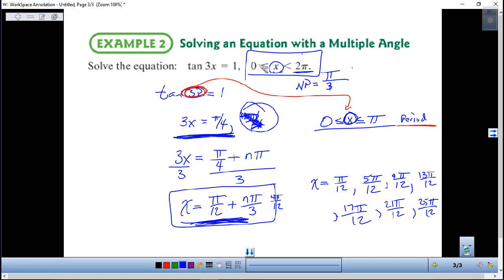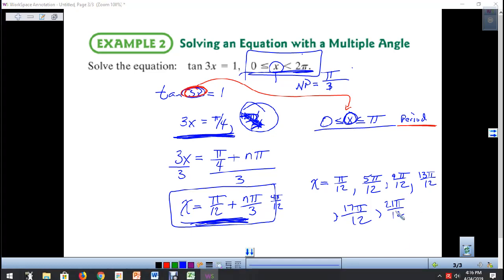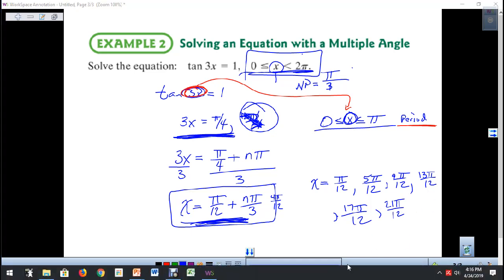So remember, all I'm looking for is the final answers between 0 and 2 pi. Once I get to 25 pi over 12, I know this fraction right here in front, ignoring the pi, is greater than 2. So I don't need that answer. I'm done. I don't go any further. So it's just those solutions right there. So these are all the x values between 0 and 2 pi that when you plug into this equation, the tangent of 3 times whatever that thing is going to be 1.